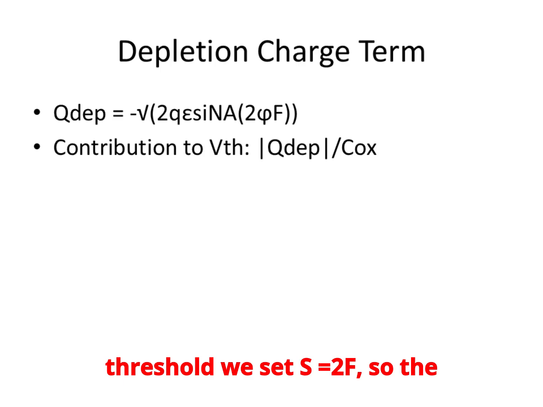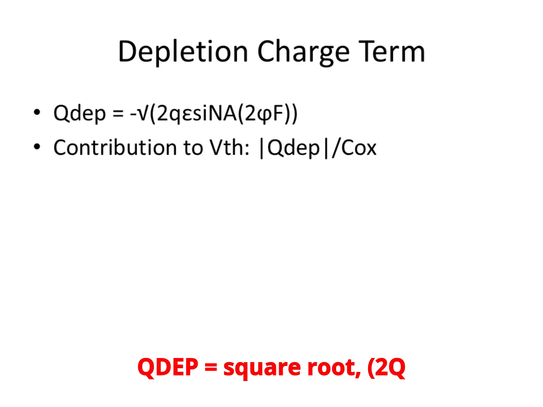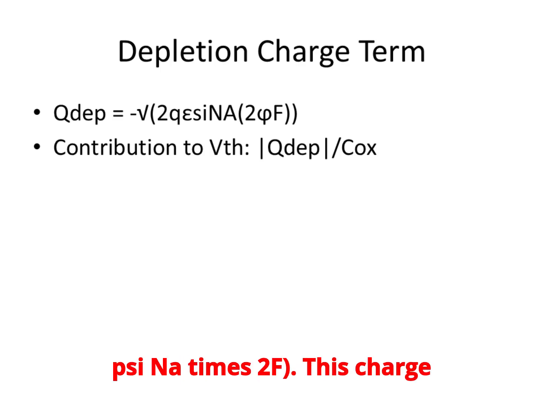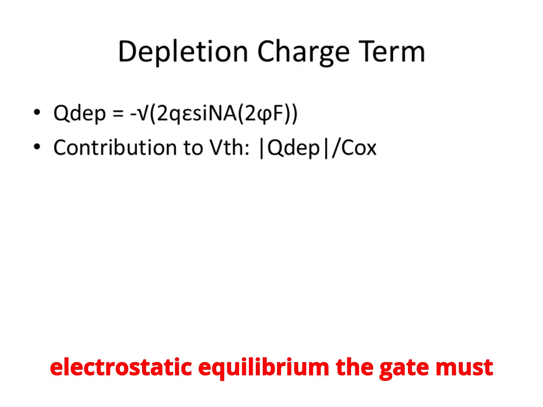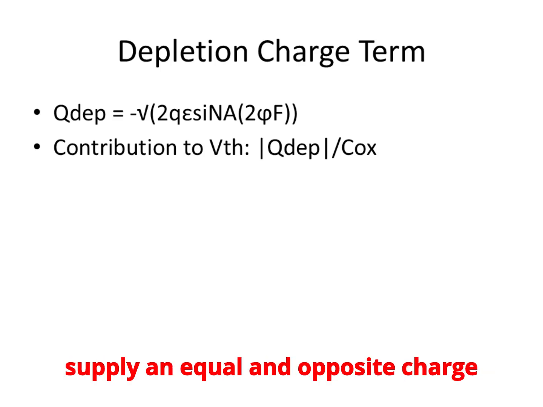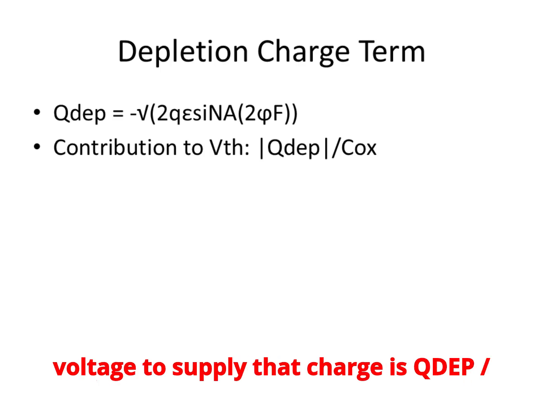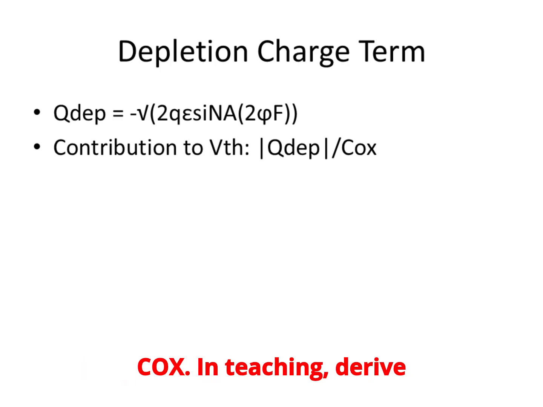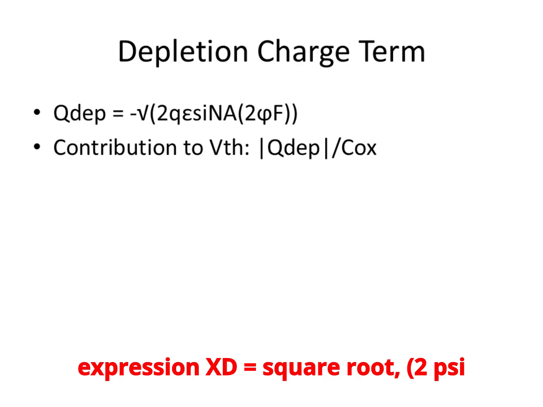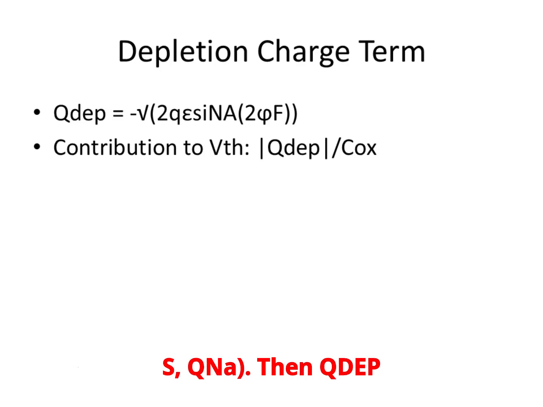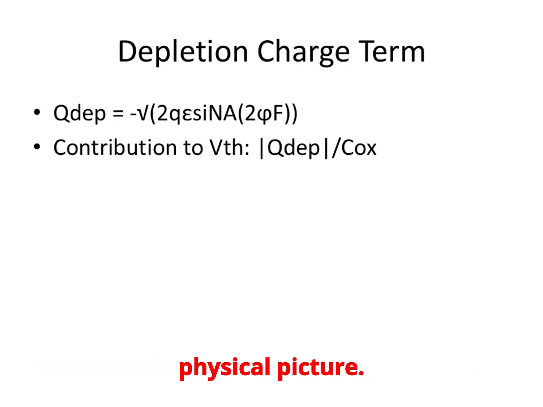At threshold we set ψS equals 2φF, so the depletion charge magnitude becomes QDEP equals square root of 2qεsi Na times 2φF. This charge resides in the silicon, and to maintain electrostatic equilibrium the gate must supply an equal and opposite charge through the oxide. The required gate voltage to supply that charge is QDEP/COX. In teaching, derive QDEP briefly from the depletion width expression XD equals square root of 2εsi ψS/qNA, then QDEP equals qNA XD, to connect the algebra to the physical picture.